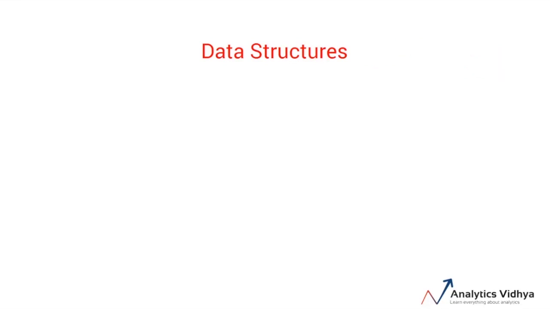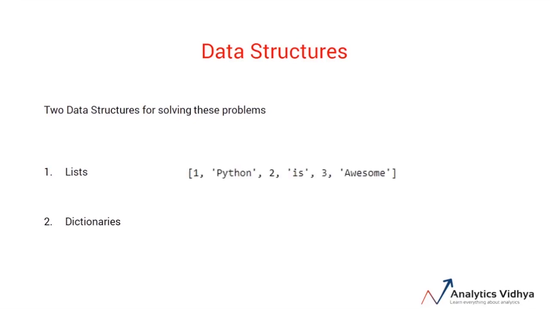So, to address the above problems, let me introduce you to two data structures in Python. First is the list, and second is the dictionary. A list can store mixed types of data in a sequential structure, whereas a dictionary can also store mixed data types, but it is unordered. That is, there is no sequence to it.